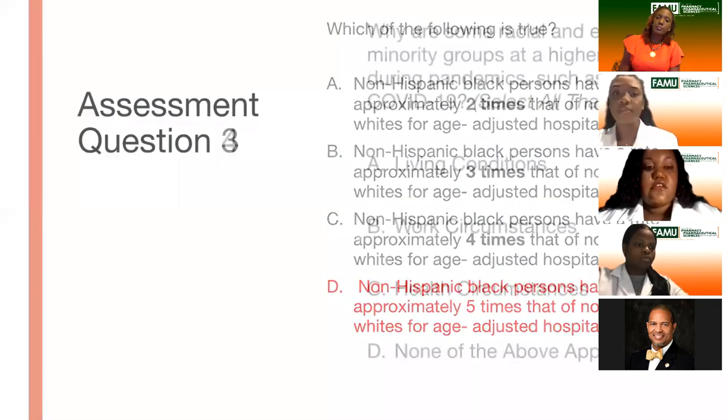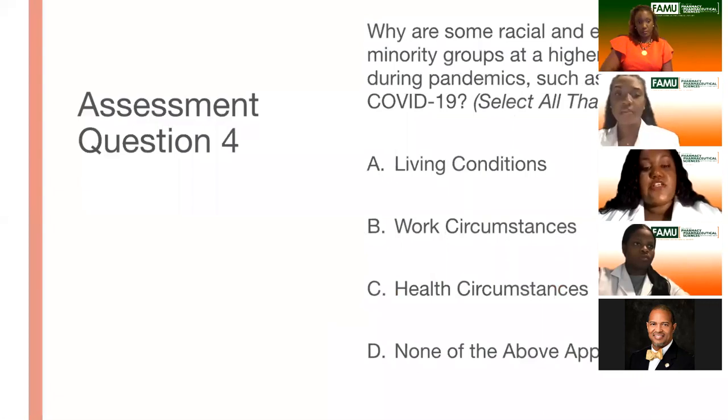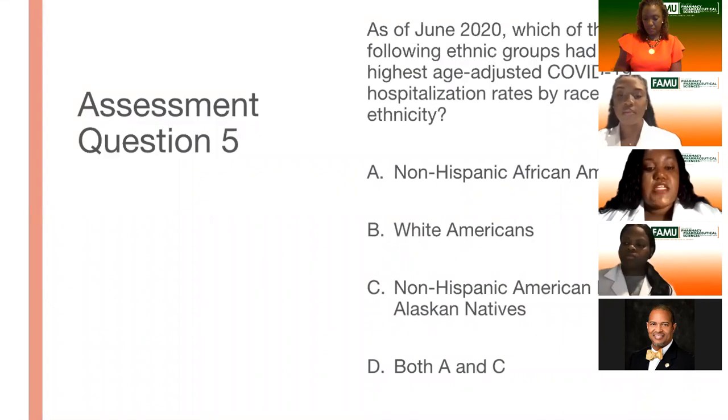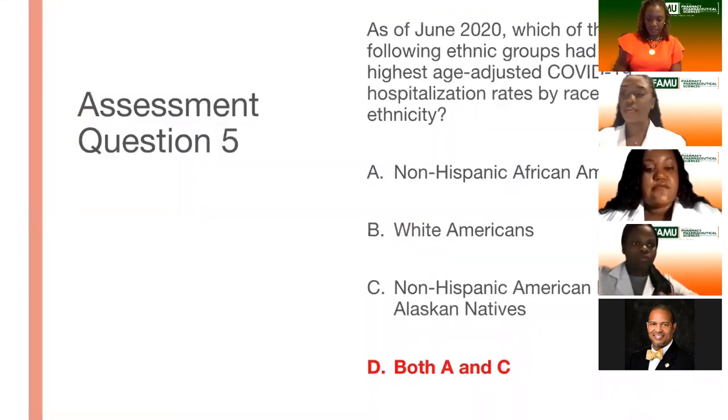Question 4. Why are some racial and ethnic minority groups at higher risk during pandemics such as COVID-19? Select all that apply. Is it living conditions, work circumstances? All 3 contribute. And question 5, as of June 2020, which of the following ethnic groups had the highest age-adjusted COVID-19 hospitalization rates by race and ethnicity? A, non-Hispanic African Americans, B, white Americans, C, non-Hispanic American Indians or Alaskan Natives, or D, both A and C? And if you chose D, you are correct. Thank you again for your participation.